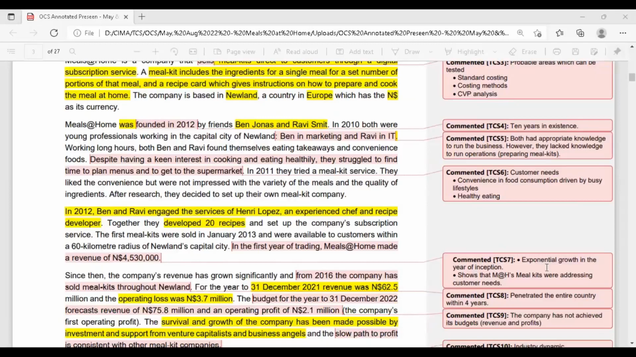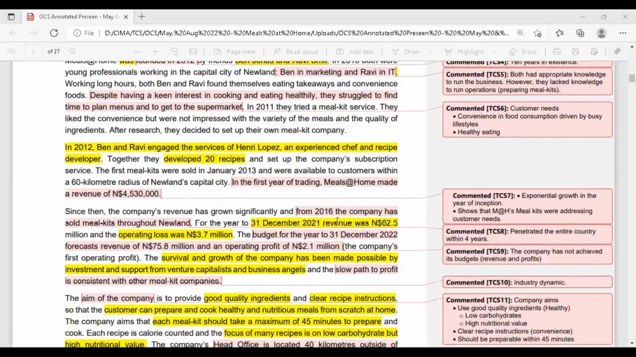So you can see that the company gained exponential growth in the year of inception, and it shows that Meals at Home's meal kits were addressing customer needs when we introduced meal kits to the market. And from 2016, the company has sold meal kits throughout Newland. So the company started its operations in 2012. 4 years down the line, they had penetrated the entire country. So that shows that they have been successful since inception. And because of that, it had driven their growth to other areas within the country.